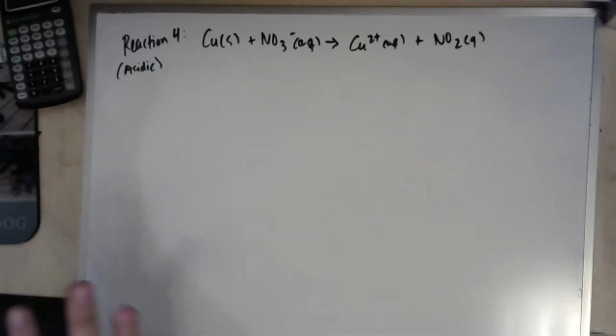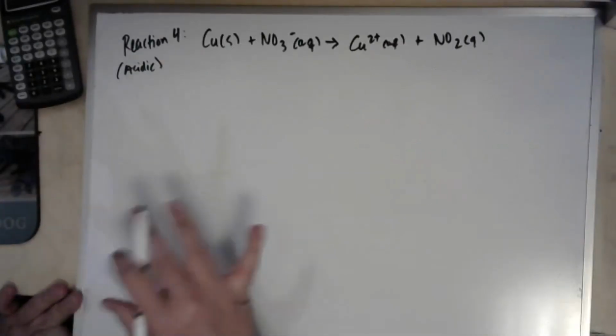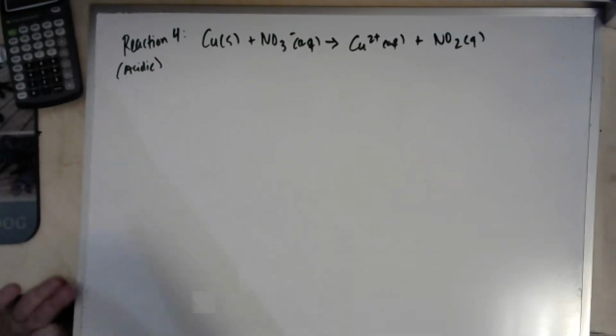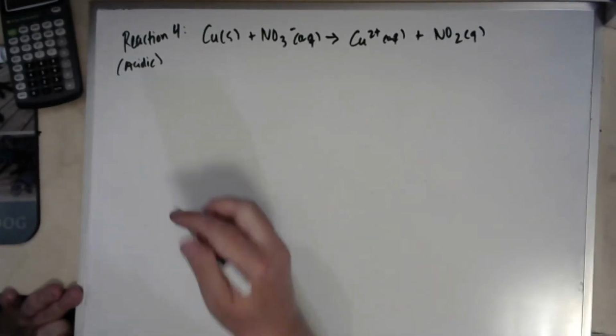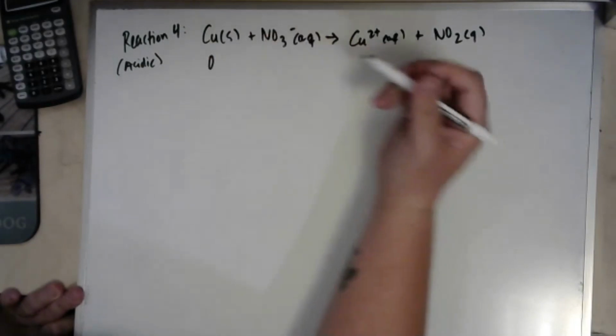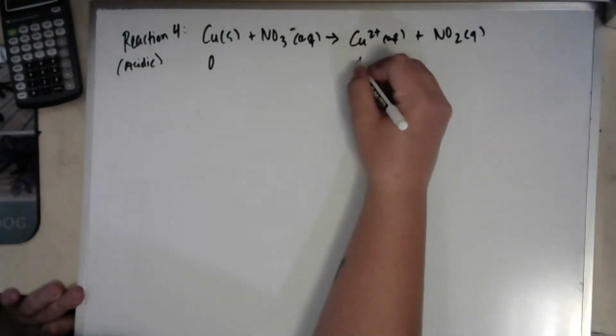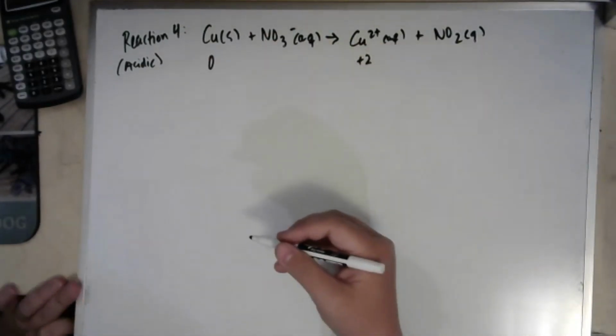Here's our last reaction that's going to be in acidic solution. Then we'll move on to doing some basic solution examples. I'm going to start again by assigning oxidation states so we can separate out the reactions.